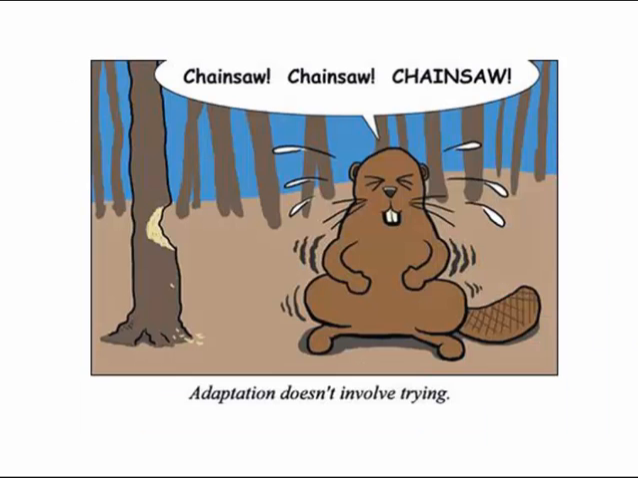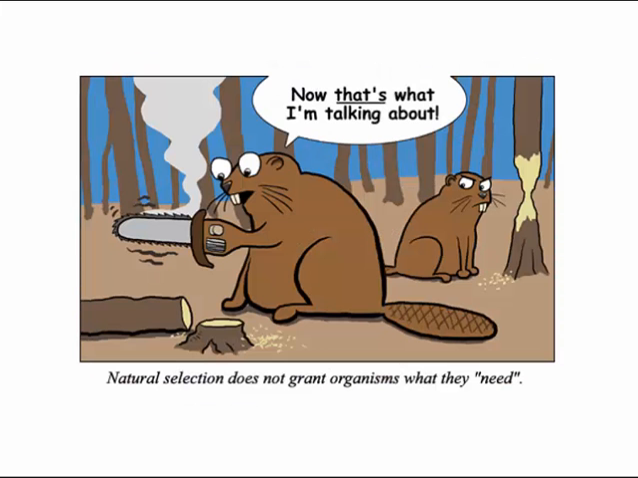I love these cartoons. Adaptation doesn't involve trying. So this, beavers, just wishing for a chainsaw. That doesn't happen. You've got to work with what you have. Natural selection works on what's already there, the variation that's there. And natural selection doesn't, quote unquote, give organisms what they need, right? Again, you just work within whatever constraints you have.